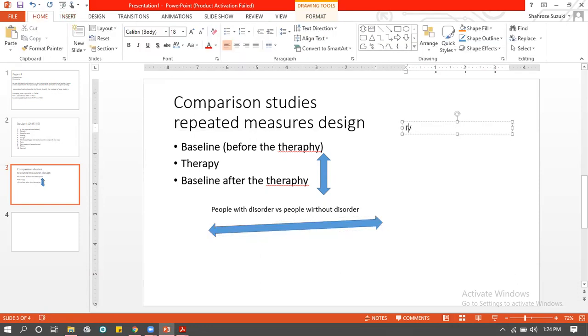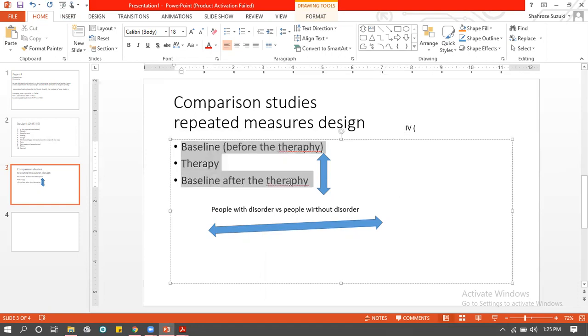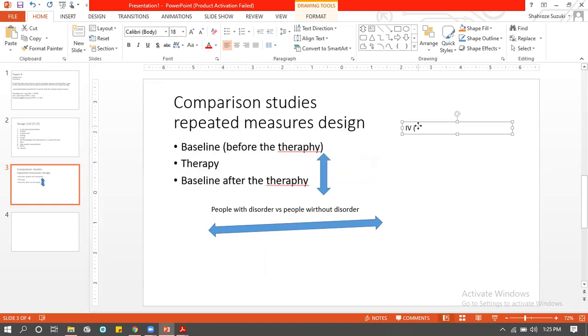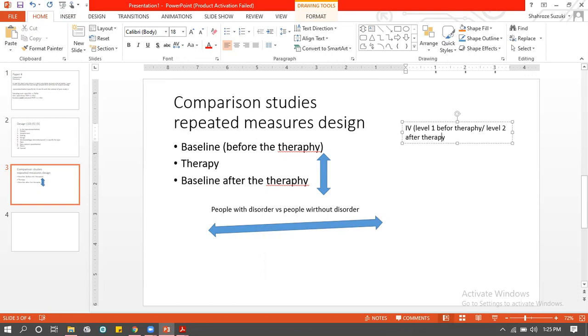A comparison question will always have an IV and a DV. The DV is always there. On what basis will the IV be? The IV is the thing you're going to compare with. For example, if you look at this question, your IV level 1 is going to be before therapy baseline, and IV level 2 is going to be after therapy baseline.